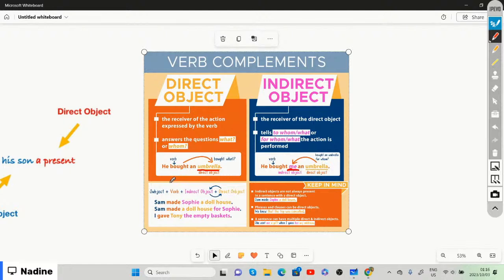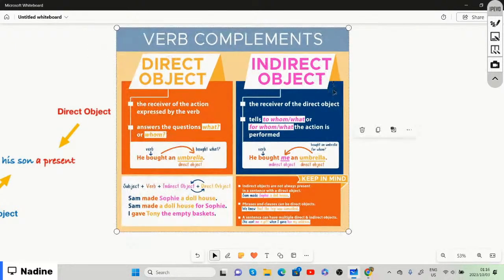And remember, the direct object is the receiver of the action, and the action is, for example, bought. It's the verb. What did we buy? An umbrella. And we bought an umbrella for whom? For me. And me is the indirect object. So that is basically direct object and indirect object.